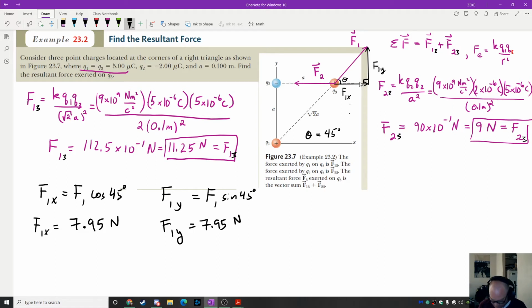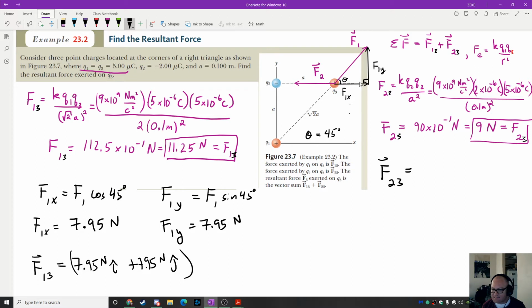Okay, and then just for the sake of reintroducing unit vectors to you in case you've forgotten, this type of vector can be written in the following sense. The force of 1 on 3 can be written as 7.95 newtons times i hat plus 7.95 newtons times j hat, right? And our force F23 can be written in similar ways. It's 9 newtons to the left, which can be written as negative 9 newtons multiplied by i hat.